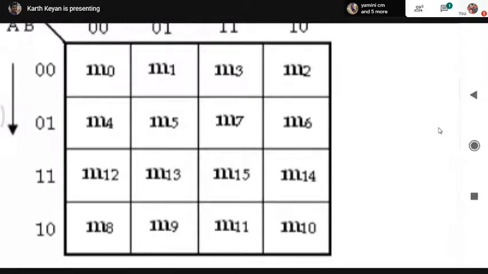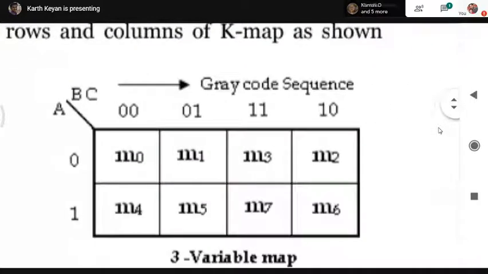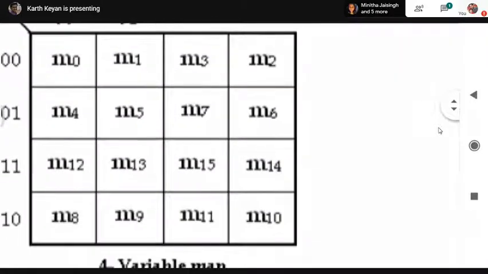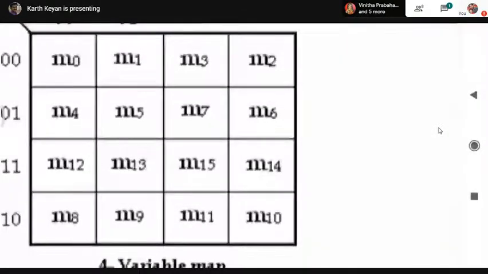So we'll cover the 2 variable values 0, 1, 2, 3. The 3 variable: 0, 1, 3, 2, 4, 5, 7, 6. The 4 variable: 0, 1, 3, 2, 4, 5, 7, 6, 12, 13, 15, 14, then next 8, 9, 11, 10. Just keep this in your mind. If you move on to any K-map simplification, you must remember this. Based on this only, you will be able to solve the problem. What is the ultimate aim? Why are we learning this particular topic?